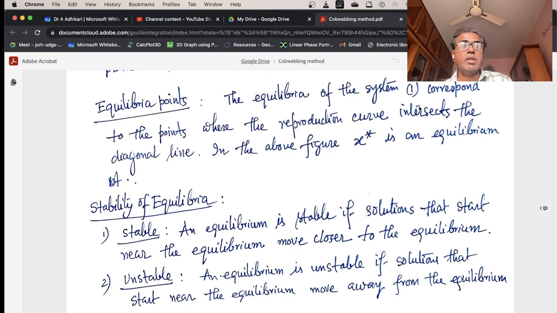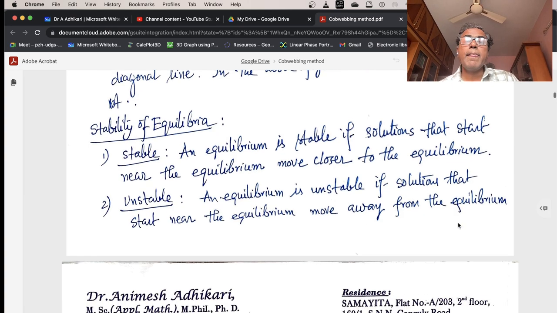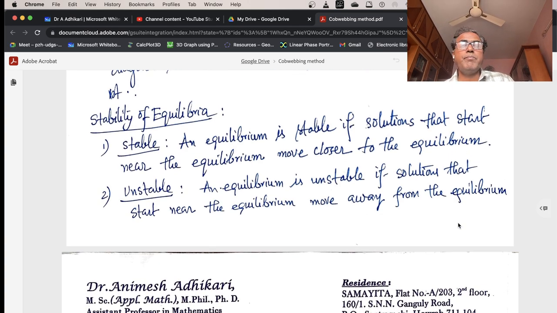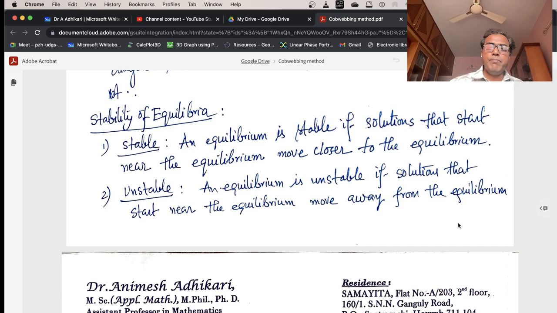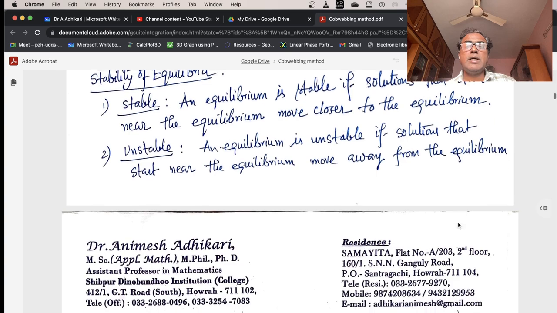Stability of equilibria. An equilibrium is stable if solutions that start near the equilibrium move closer to the equilibrium. An equilibrium is unstable if solutions that start near the equilibrium move away from the equilibrium. It is unstable.